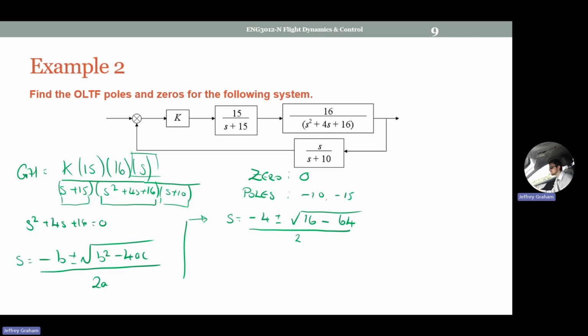Right, I'm deliberately doing it by hand because what you'll find is this square root is negative. So effectively it abbreviates down to minus 4 plus or minus the square root of minus 48, all over 2. Obviously, if you try taking the square root of a negative number on a calculator, it will more often than not give you a maths error.